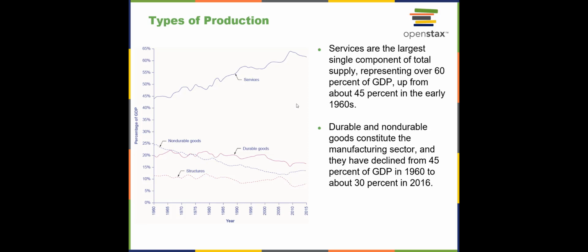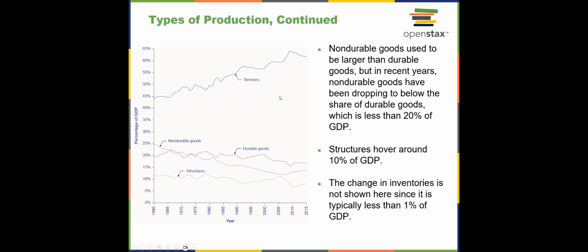Durable and non-durable goods constitute the manufacturing sector, and they have declined from 45% of GDP in the 1960s to about 30% in 2016. Non-durable goods used to be larger than durable goods, but in recent years, non-durable goods have dropped below the share of durable goods, which is less than 20% of GDP. Structures hover around 10% of GDP. The change in inventories is not shown in the picture.